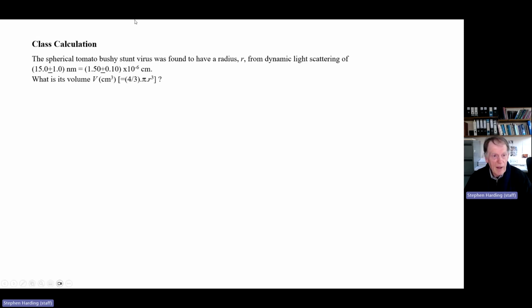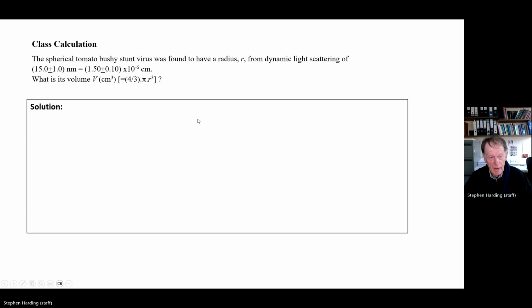You're given the radius, and you have to calculate the volume. Because you're given an error with the radius, the question is expecting you to calculate the error in the volume, and it's given the radius in nanometers and also in centimeters. So what's the volume V in centimeter cubed? Well, the volume is simply 4/3 pi r cubed.